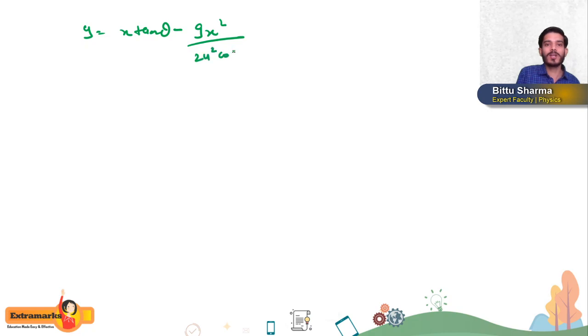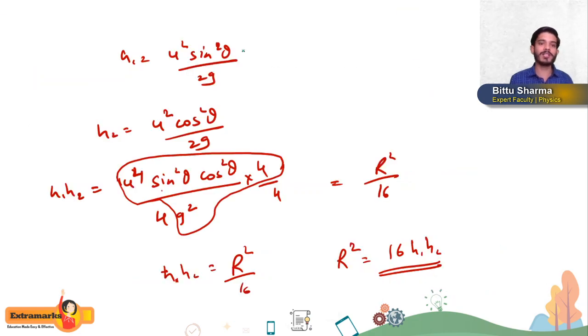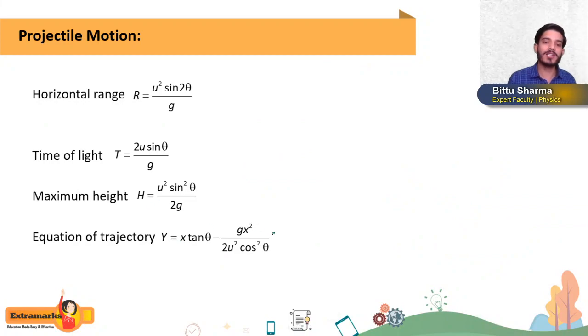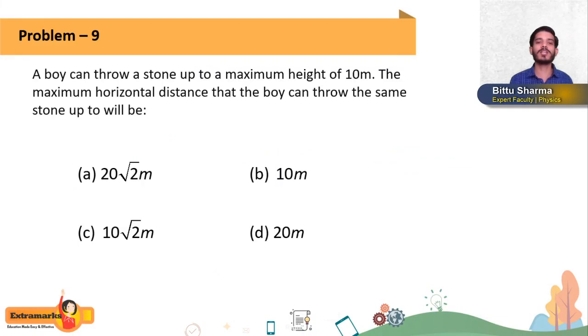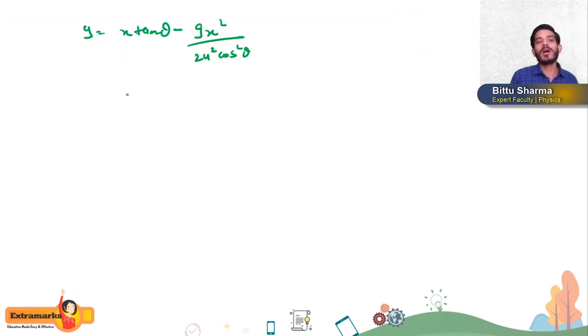Now equation of trajectory we have studied. y is equal to x tan theta minus g x square divided by 2 u square cos square theta. Yes or no? I already told you. y is equal to x tan theta minus g x square divided by 2 u square cos square theta. So this was the equation.